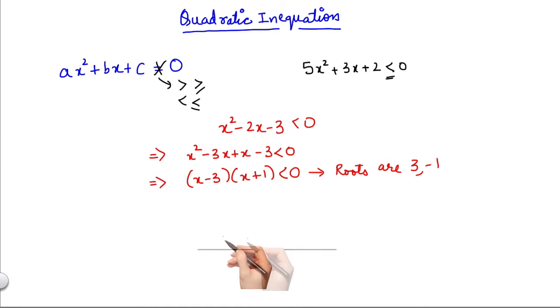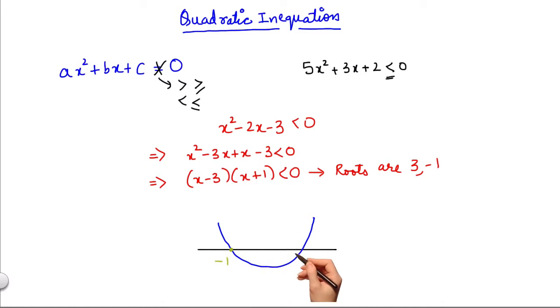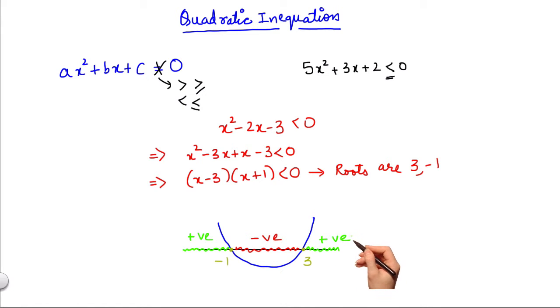If I were to plot this polynomial, it would look something like this. Since a is more than 0, it would be an upward parabola, and since the roots are minus 1 and 3, it would intersect the x-axis at minus 1 and 3. Now it is clear that before minus 1, the values of y are on the positive side of the y-axis, hence are positive, while between minus 1 and 3, the value of y is on the negative side of the y-axis, hence y would be negative, while after 3, again the values of y would be on the positive side of the y-axis and y would be positive.